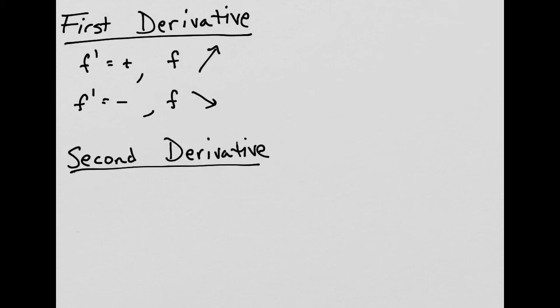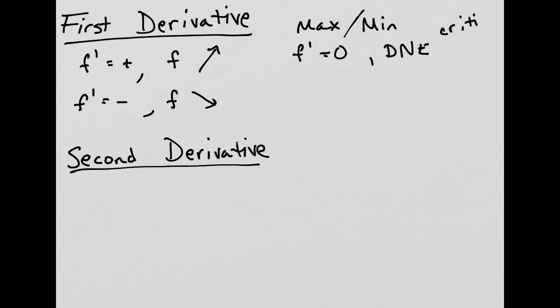And then if you wanted to find a max or a min, remember, first you find where f prime is equal to 0 or does not exist. This is called a critical point. Whenever f prime is equal to 0 or the first derivative does not exist, that is a critical point, and it is just an x value. It is not the y value.